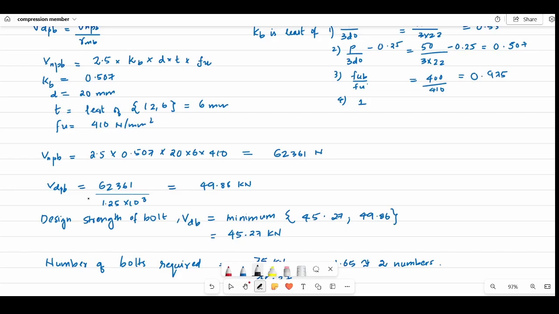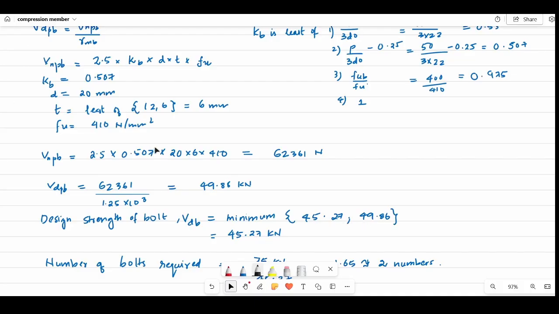Now we have to find the design bearing capacity, and this is also given in the code as V_npb divided by gamma_mb. So we'll be substituting the value of gamma_mb, which is 1.25, and getting 49.86. So the value for the design strength of the bolt will be the minimum value based on V_dsb and V_dpb. So this will be 45.27.